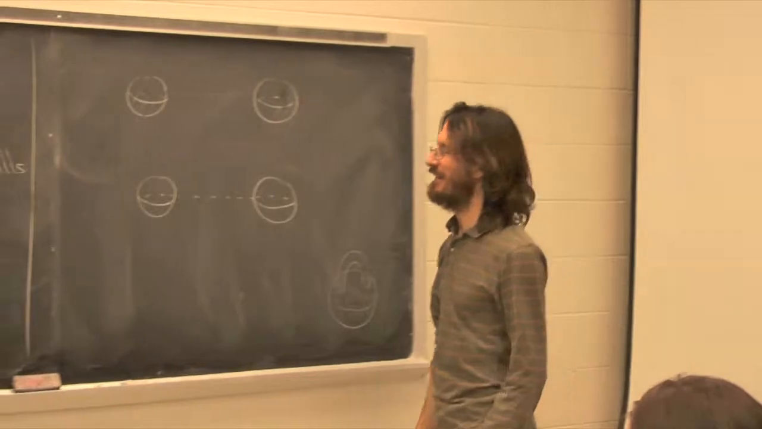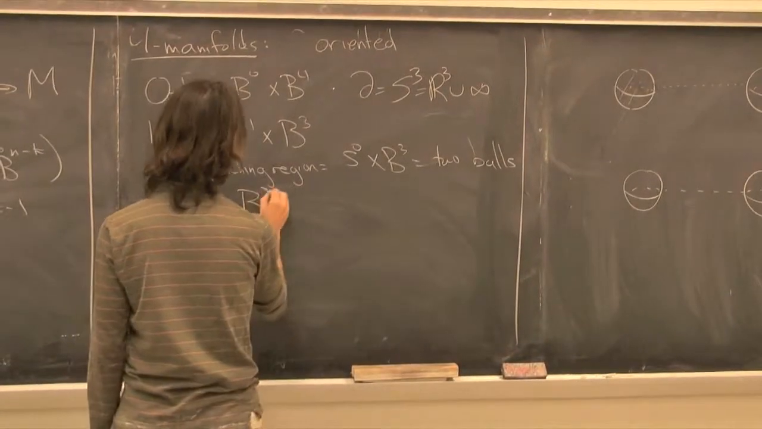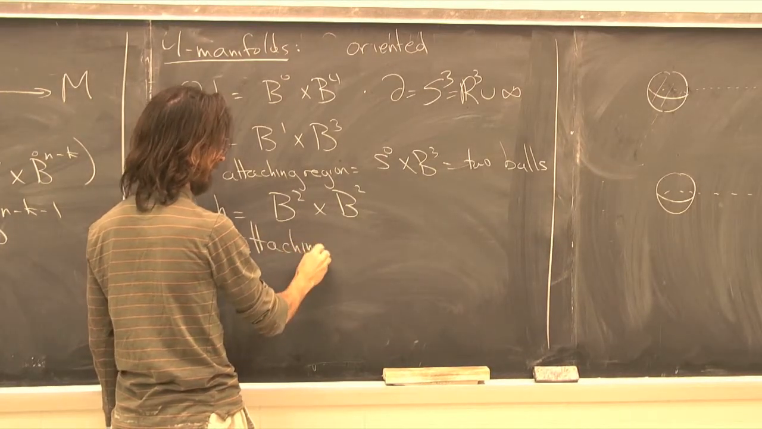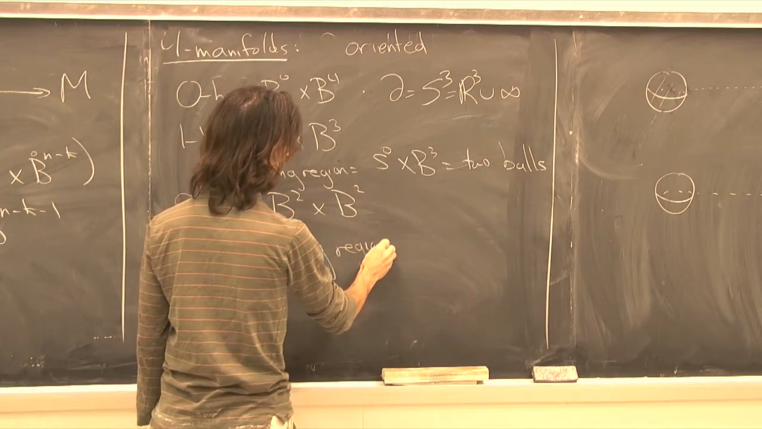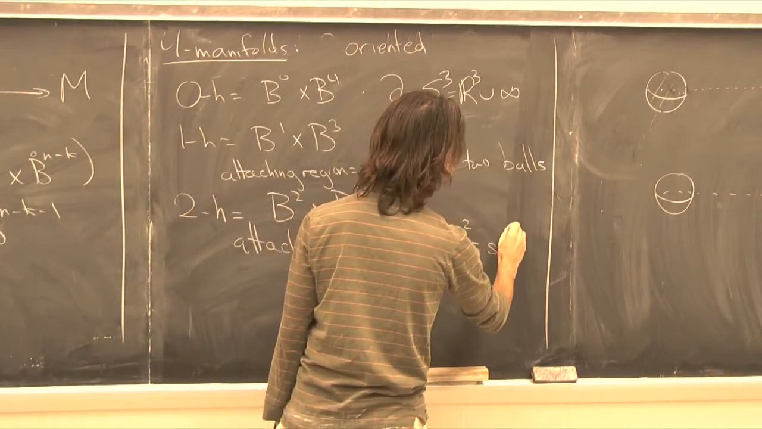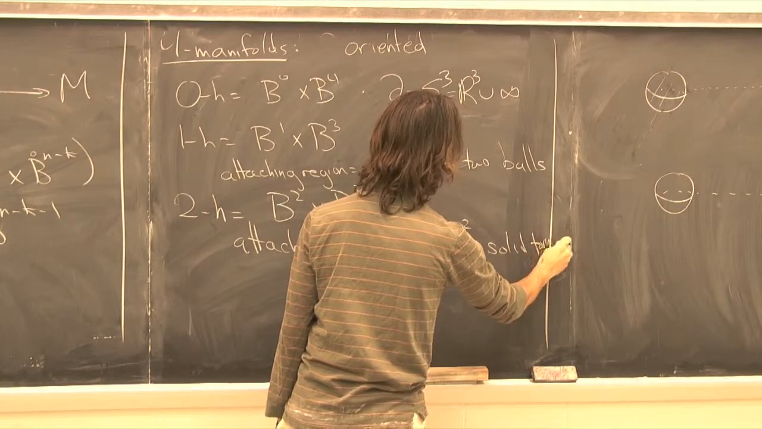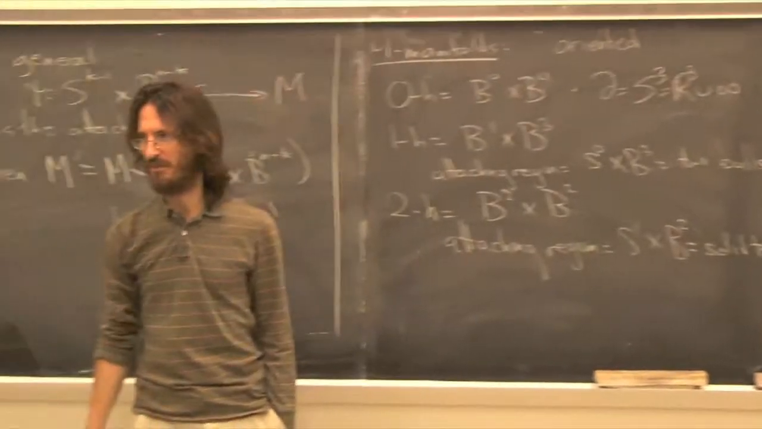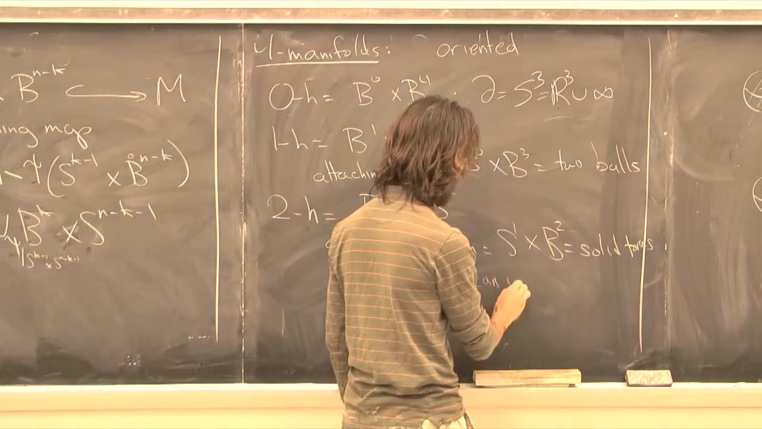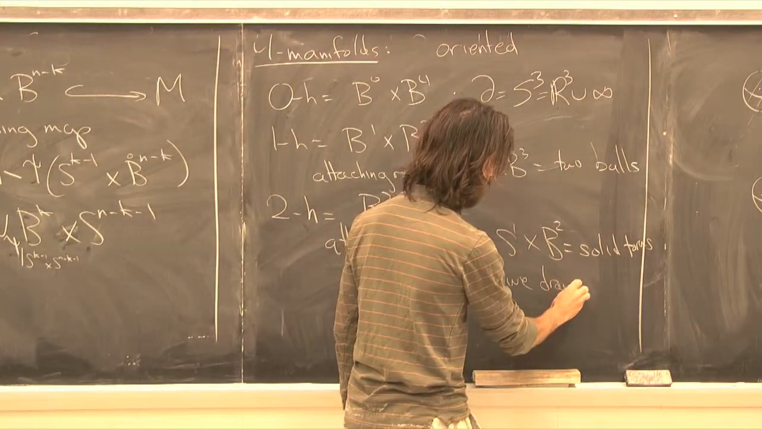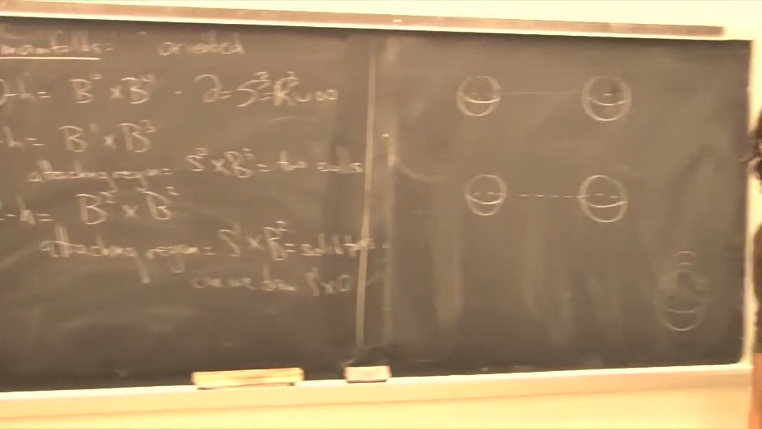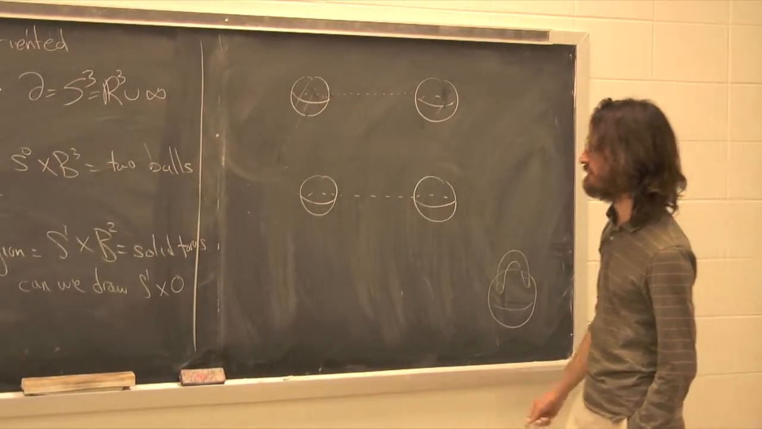And we're out of time, so for two handles let me just write down: two handles are B2 cross B2, and the attaching region is S1 cross B2, a solid torus. And you might be tempted, as we did with three manifolds, just to draw the S1. So can we just draw the image of S1 cross 0, the core of the solid torus, and be happy that that describes the attaching map precisely?